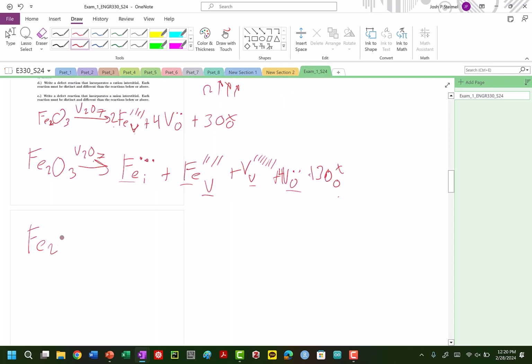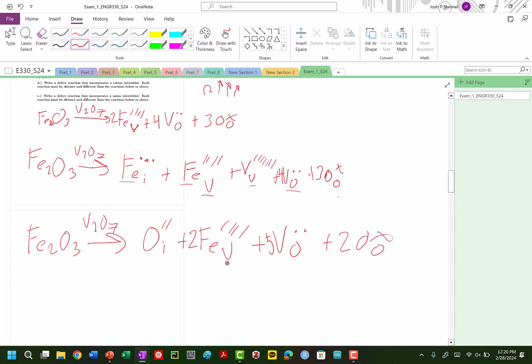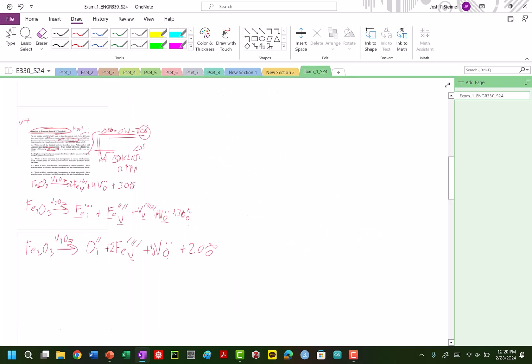And finally, I need a reaction that's an anion interstitial. So I'm going to do Fe2O3 into V2O7. I want an anion interstitial, so that's going to be minus 2 here. Plus, let's just do our FeV, minus 1, 2, 3, 4. I'm going to do 2. So that's going to be minus 10, plus my vacancy of oxygen, which I'm going to do 5, because that'll be plus 10, yeah. And so now I have 2 Fe. I have an oxygen here. I need plus 2 oxygen X. V2 here, nothing here. 5 oxygen here, 7. We're good. That is it.